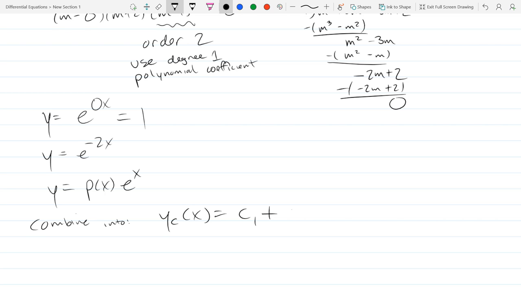Plus c2 e to the minus 2x, plus, now I'm going to fill in the polynomial because I know my constants right now. So I'm going to use c3x plus c4 in this case. So I'm just going in order. That's why I didn't fill it in here, because I wanted all my constants to be lined up nicely at the end. So I have a little bit of OCD. So I want everything to work out. So I said it's P of x, and I'll put in the actual coefficients at the end.